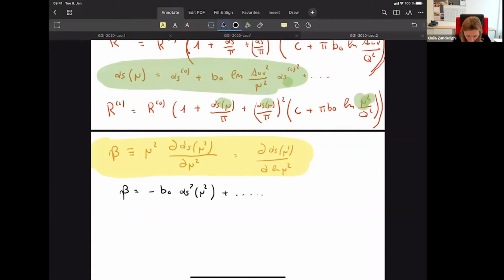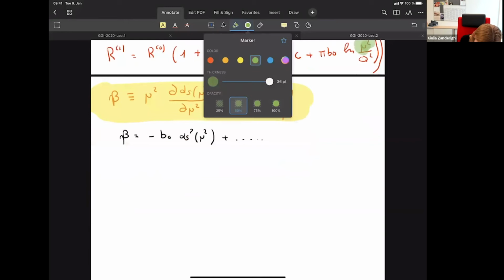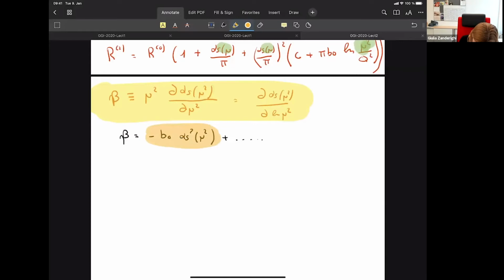What one can also do is you take this and you explicitly integrate out this equation. So you equate this term to this one here, and then integrate between two boundaries. It's a trivial differential equation. So this allows you, when you integrate between two scales, mu and mu zero, to relate alpha at one scale to alpha at a different scale. The integral is one over alpha squared. So let me write what you get out of this. You get that one over alpha of mu minus one over alpha of mu zero is b zero log of mu squared over mu zero squared. And then you can relate one coupling at a scale to a coupling at a different scale.